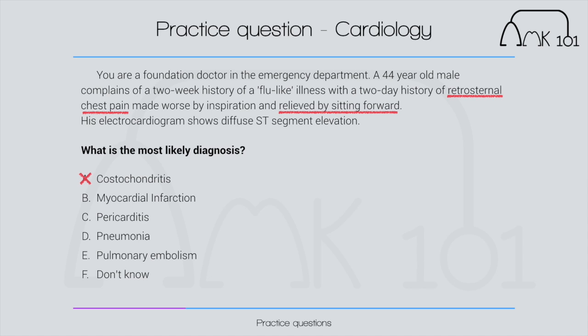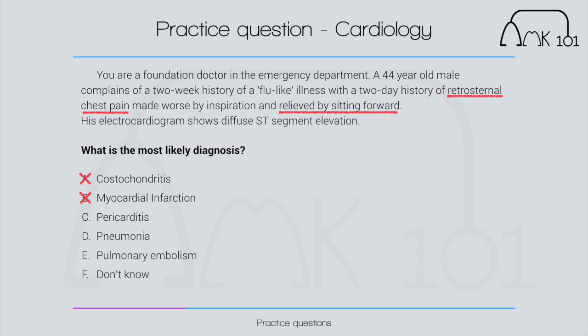Myocardial infarction, abnormality of the ECG. You might put it on hold, let's think about it, but this man has got a 2-week history of a flu-like illness. Now, myocardial infarction is very common, and we all know that myocardial infarction is pretty sudden. People develop their symptoms over a matter of minutes or hours, not 2 weeks. So myocardial infarction sounds implausible here.